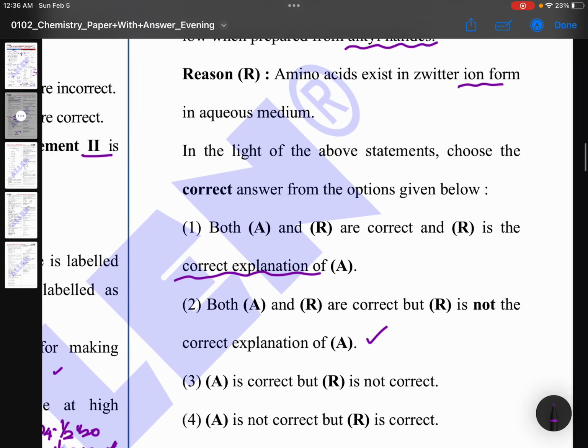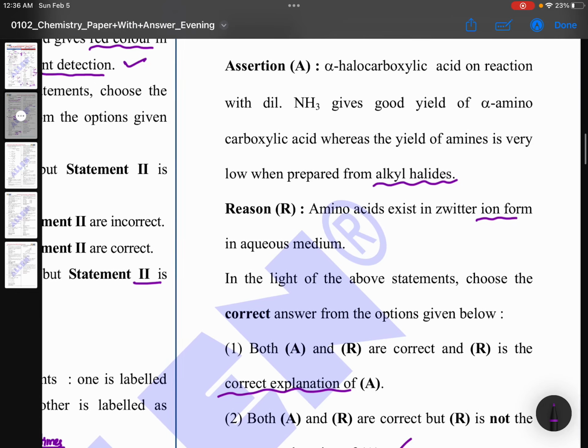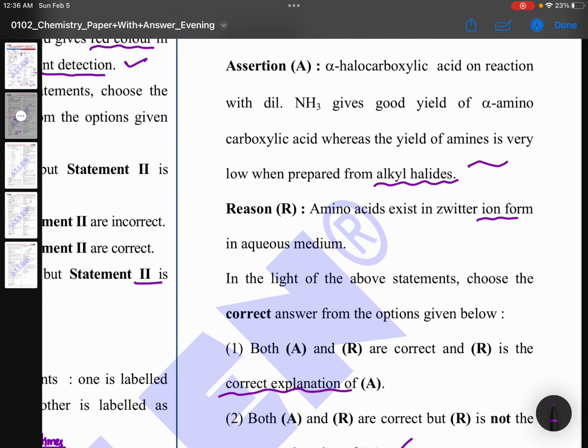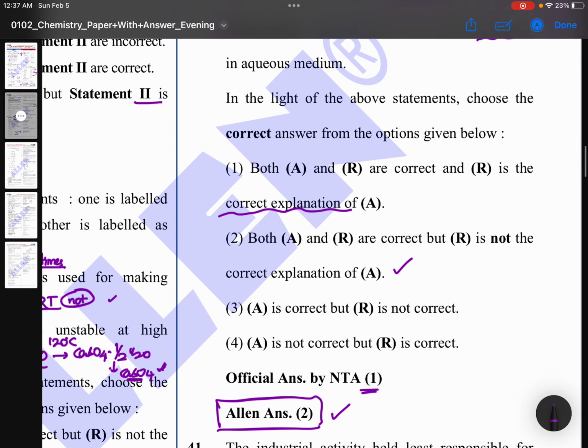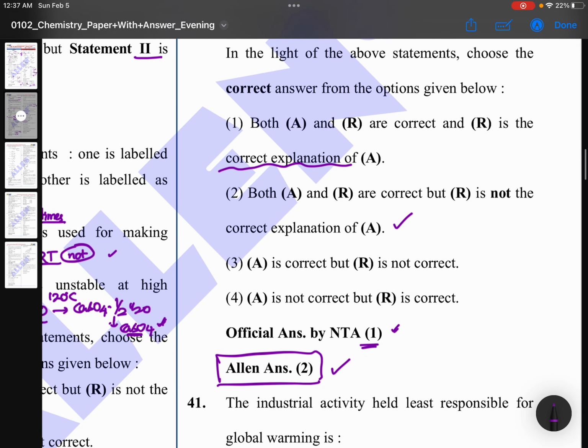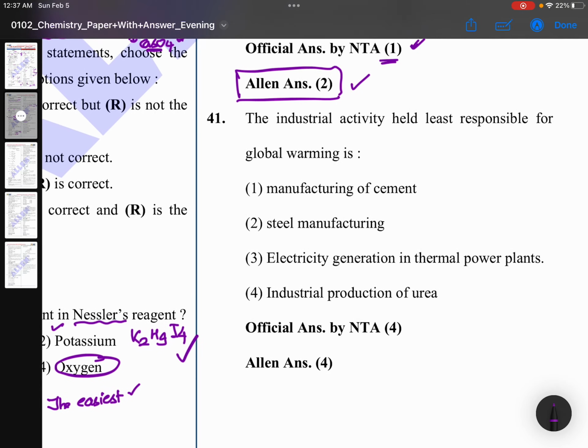So what actually happens is, it is saying alpha halocarboxylic acids. For example, this is your carboxylic acid. This is the alpha position. Some chlorine is there. When this is treated with ammonia, this becomes NH2. And there is no relation with this, so a correction must be made. On the NTA website, I think you will get a lot of hits for this. It is going to be corrected. Definitely this key will be corrected to 1. You can check very carefully.